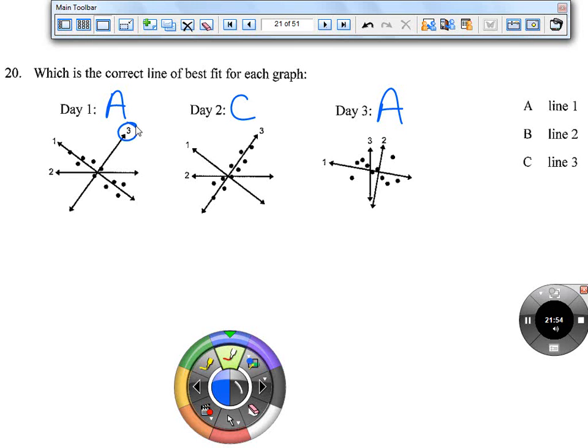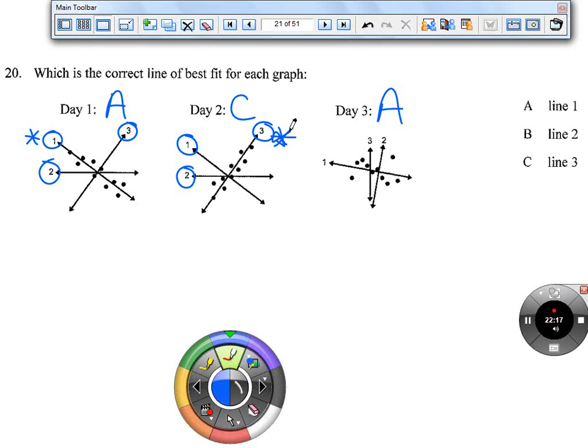So these are the 3 lines that you're checking out, and you're seeing which one does a nice job of modeling the set of data. So it looks like this one, number 1, kind of is nice. It kind of goes through the middle of the data. Out of these 3 lines, which one's the best? And so you can tell that this one here is the best, number 3. That's what we're saying there.